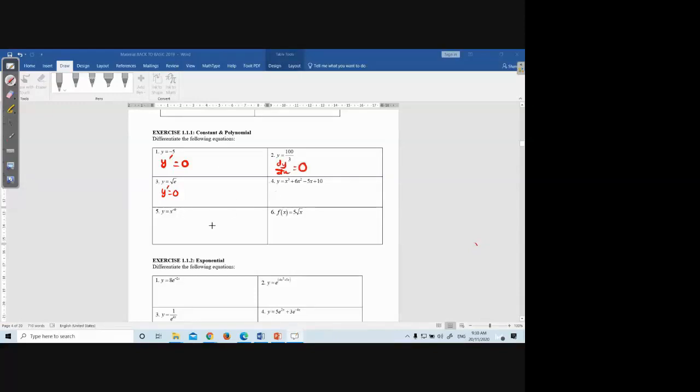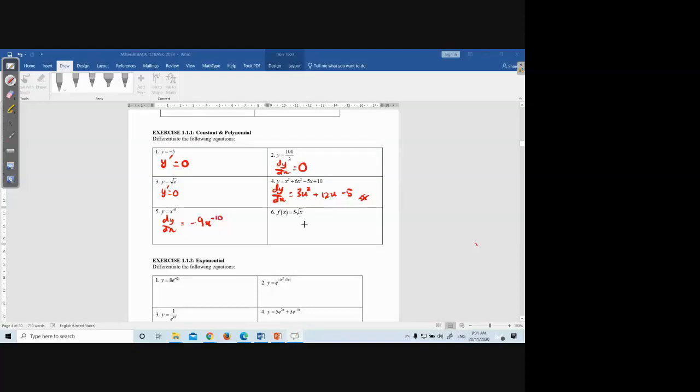Okay, 4, 5, and 6 are types of polynomial. So let's find dy/dx. 3x squared plus 12x minus 5, and the last term is 0. Okay, very good. What about this? y equals x to the power of negative 9. What is dy/dx? Negative 9 over x to the power of 10. Okay, good.